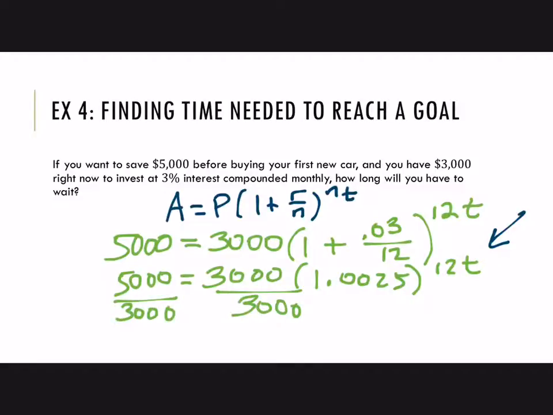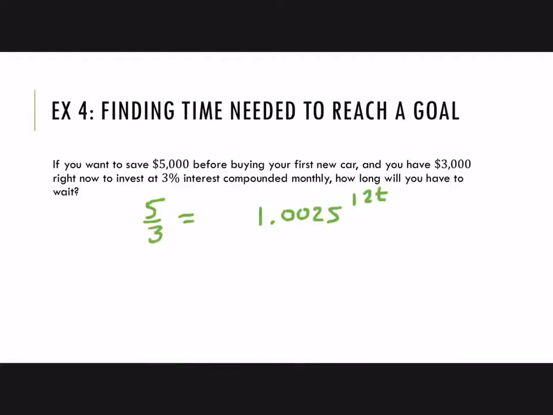Alright, and then that's 5/3, which is a repeating decimal, so I'm just going to leave it as a fraction in lowest terms. So now the next step is to try to undo this thing that's at the base of the exponent so that I can get at that 12t and solve for t. Alright, so this is where we need logarithms.